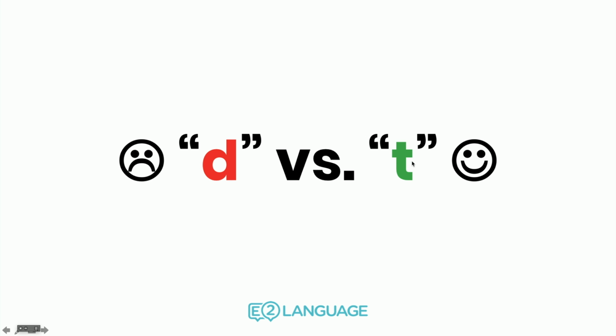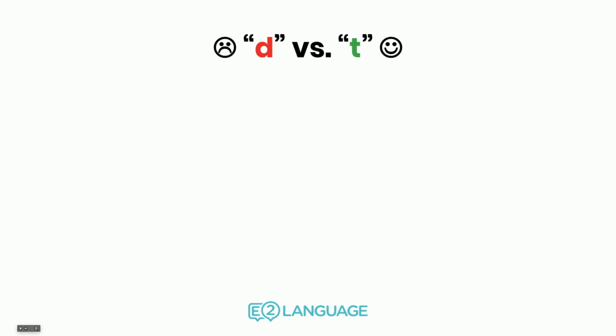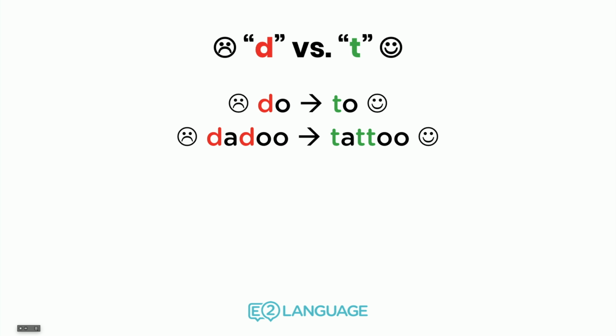Okay, I think this is the last consonants we're going to look at. D versus t. D and t. Okay, so don't say do if you're trying to say to. Do, to. Don't say datu if you're trying to say tattoo. Datu, tattoo. Don't say dickle if you're trying to say tickle.